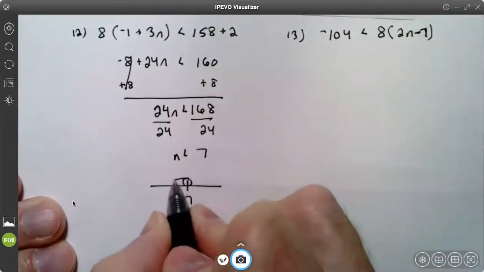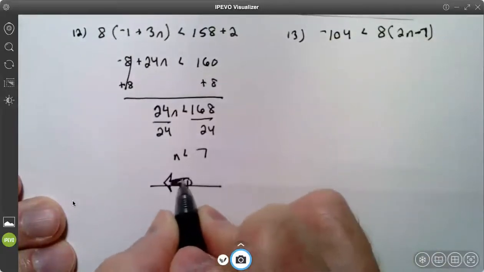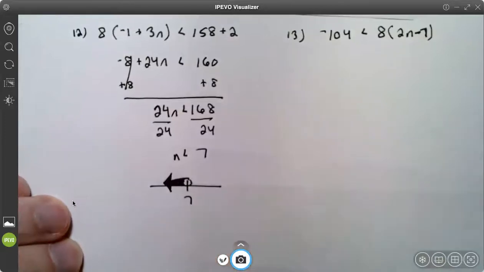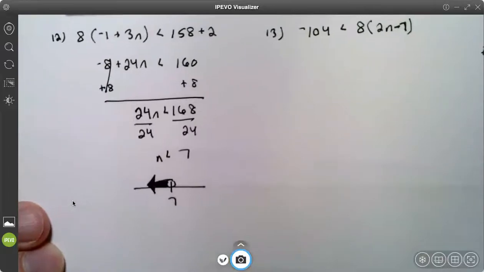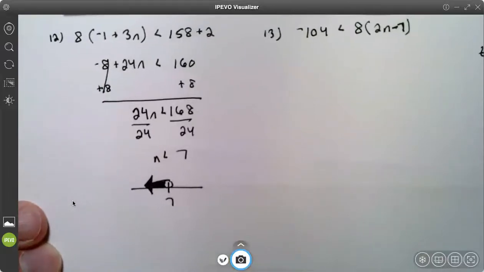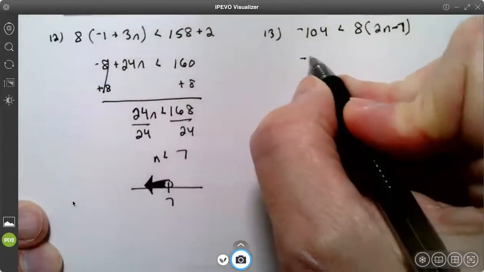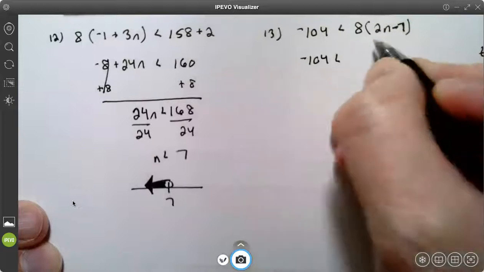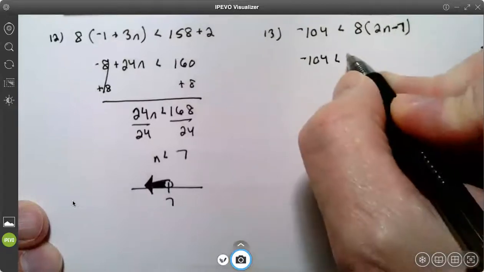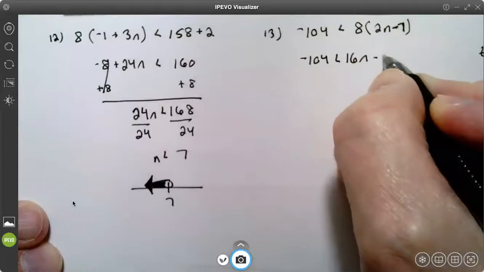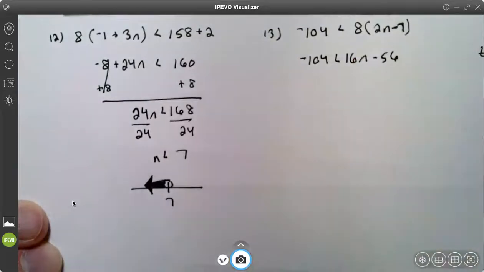7, open circle to the left. And you can make your graph even simpler if you like. Just make sure you know it's open circle to the left over the 7. One more, number 13. On number 13, the left side is already in simplest form. On the right side, 8 times 2n is 16n. 8 times -7 is -56.